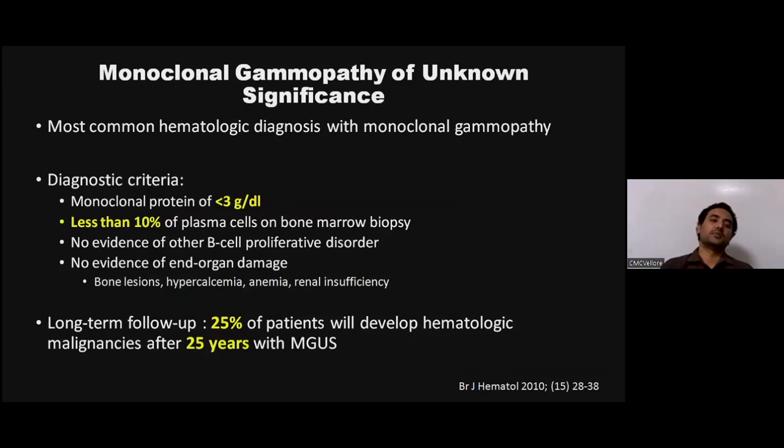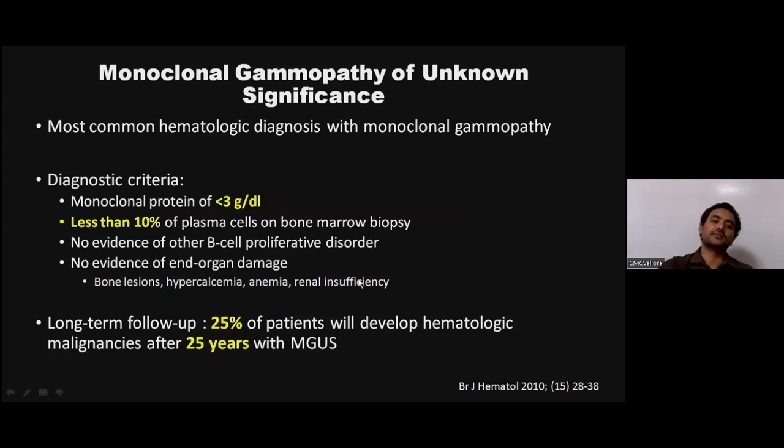Coming to MGUS, it is the most common hematologic diagnosis with monoclonal gammopathy. This need not be of hematological significance, but it will actually be of neurological significance. Usually hematological problems will come when the monoclonal protein is more than 3 gram percent or plasma cells more than 10. So the criteria here is everything less than 3, less than 10, no evidence of B cell proliferative disorder, no evidence of end organ damage. This is the diagnostic criteria of monoclonal gammopathy of unknown significance.